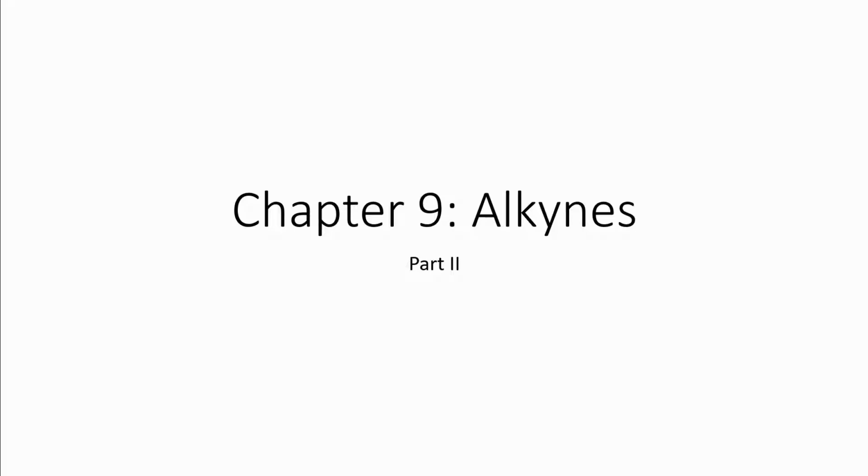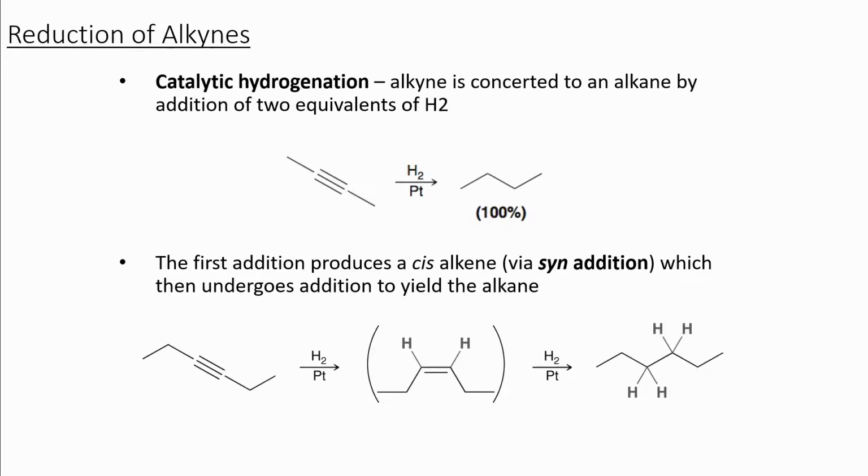Welcome. In this video, we will cover Part 2 of Chapter 9, the chemistry of alkynes. The next reaction we'll look at is the reduction of alkynes. This reaction is analogous to the reduction of alkenes. We can convert an alkyne to an alkane using two equivalents of hydrogen gas and platinum.